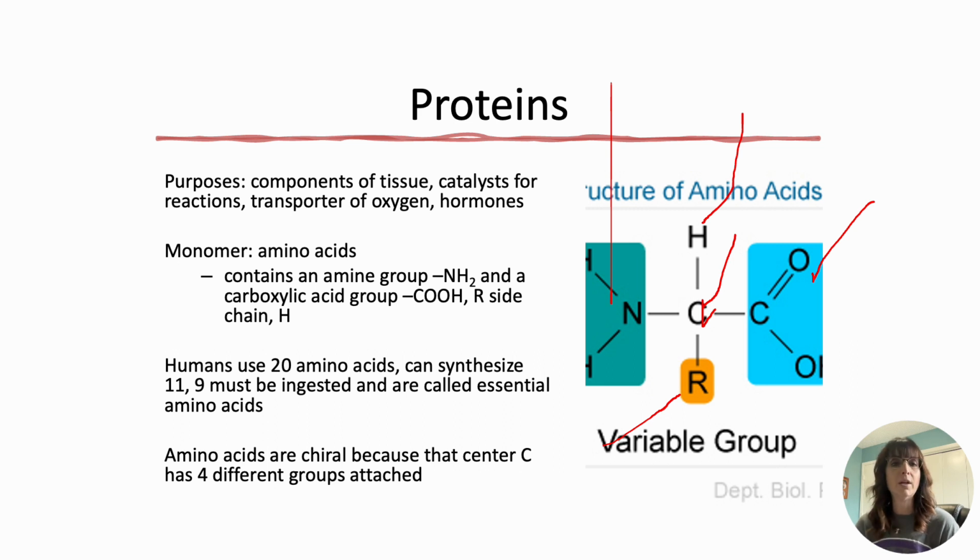Humans use 20 amino acids. We can make 11 of those on our own. 9 are called essential amino acids because we have to get them from our diet. Amino acids are chiral because that center carbon has 4 different groups attached to it.